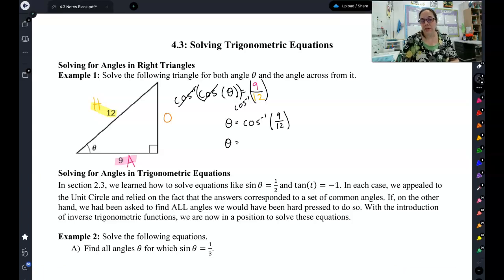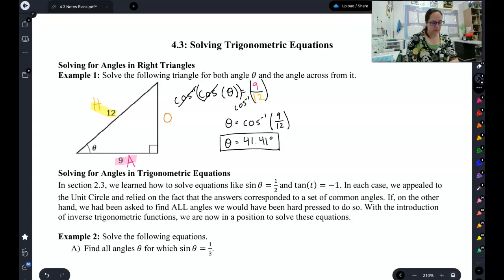For now, let's make sure your calculator's in degree mode. In a little bit, we'll change to radian mode, but let's start in degree mode. So make sure your calculator's in degree mode, type this in, and you should get 41.41 degrees. So this is that. Then, if I wanted to solve for the angle across from it, I know that all angles in a triangle add up to 180. So I have 180 minus my right angle, minus the angle I just found, and that's going to give me 48.59 degrees.